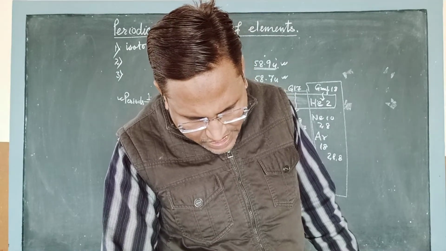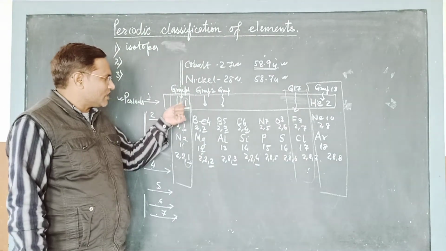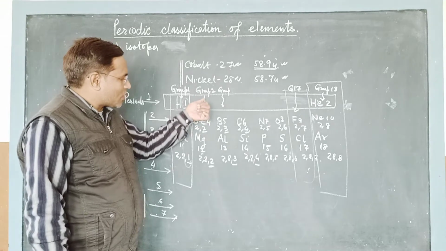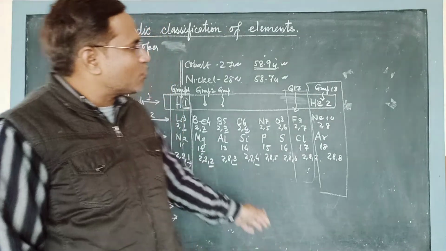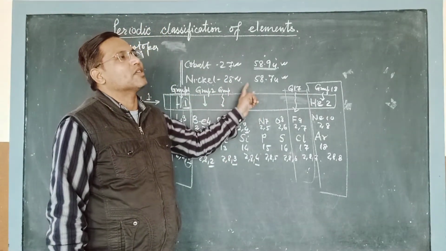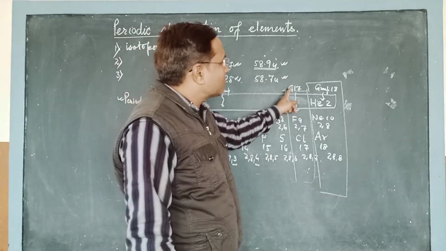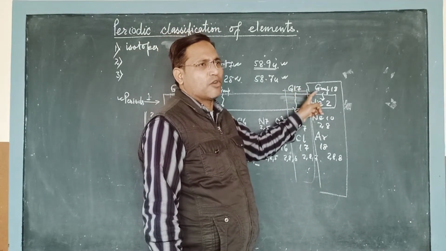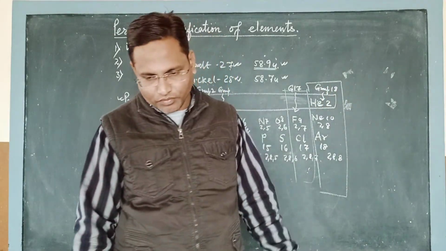Now we come to elements having one valence electron. Elements having valence electron 1 are placed in group number 1. Elements having valence electron 2 are placed in group number 2. Elements having valence electron 3 are placed in group number 13, 4 in group number 14, 5 in group number 15, 6 in group number 16, 7 in group number 17, and those elements that have 8 valence electrons have been placed in group number 18.